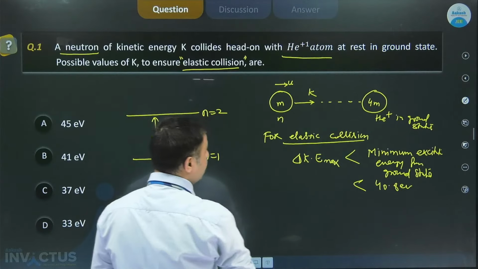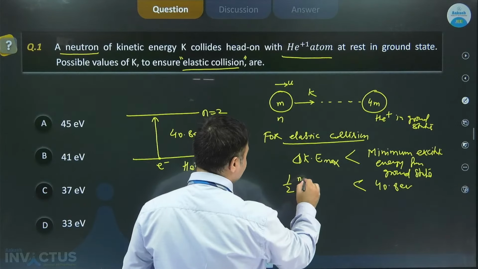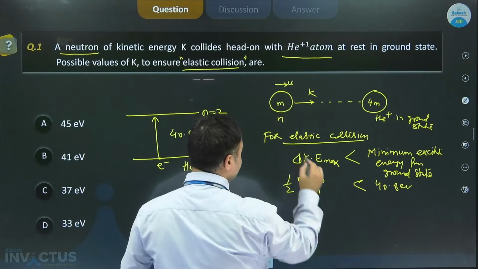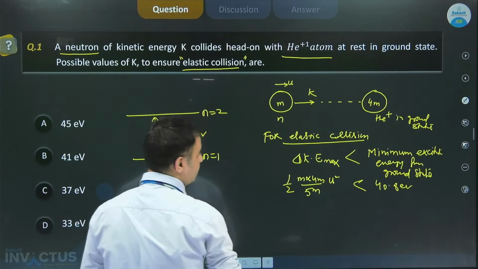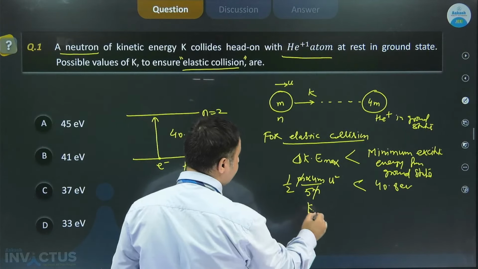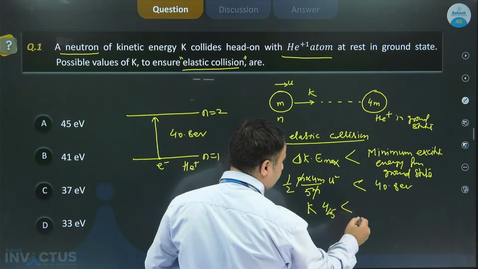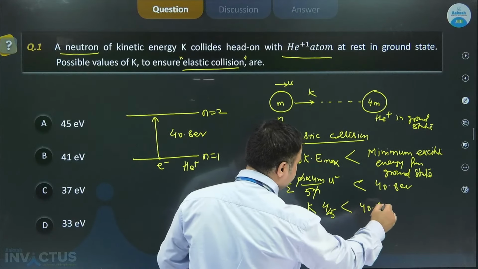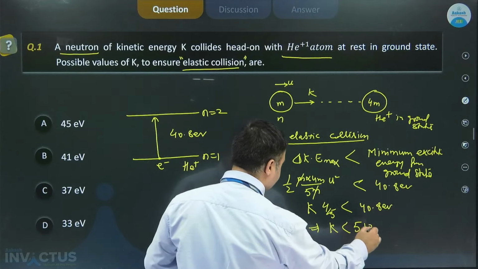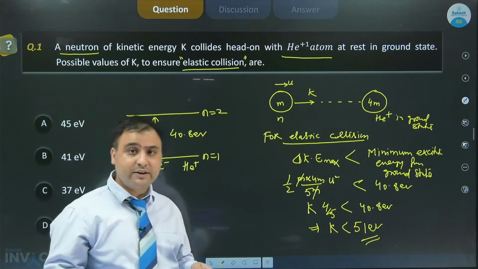Now the maximum loss in a collision is half m1 m2, that means m into 4m divided by the sum of the masses, which is 5m, into the initial speed, and the other is at rest, so u square. m will cancel out, and half m u square is the kinetic energy of the neutron, which is 4 by 5 times K, less than 40.8 eV. From here, K comes out to be less than 51 eV. So the kinetic energy of the incoming neutron should be less than 51 eV.